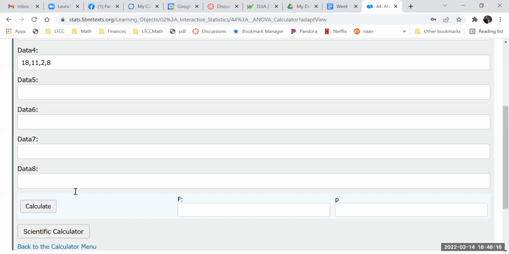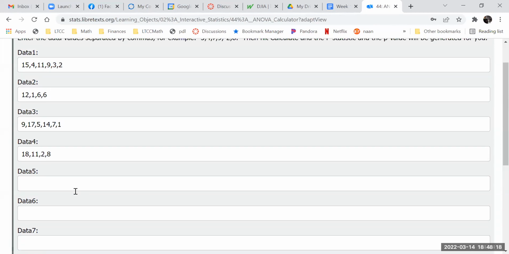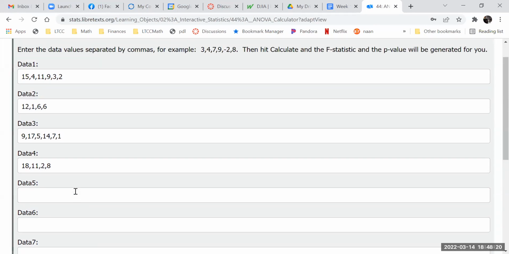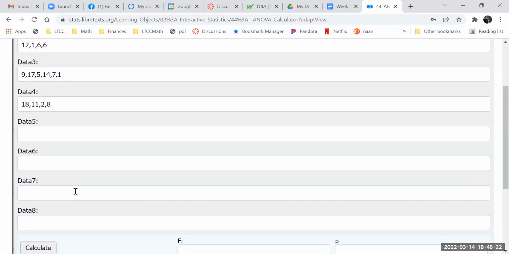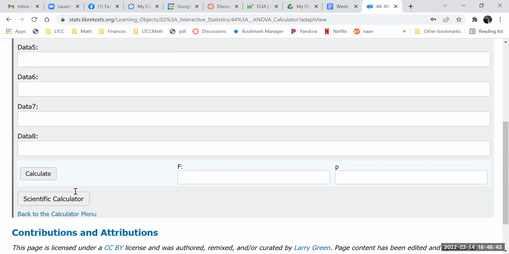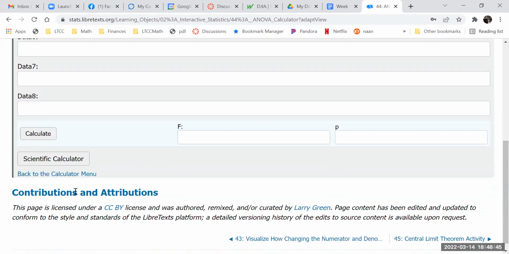Okay, but in our example we only have 4, and I would never ask you more than 8 in a test or a homework question type thing, because that's just tedious. Do you agree? My point is not to see whether you can sit there all day long typing numbers in. That's not my goal. My goal is to help you understand statistics. So instead, we're going to hit calculate.